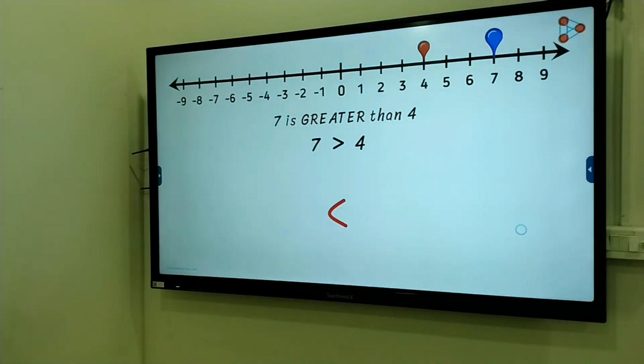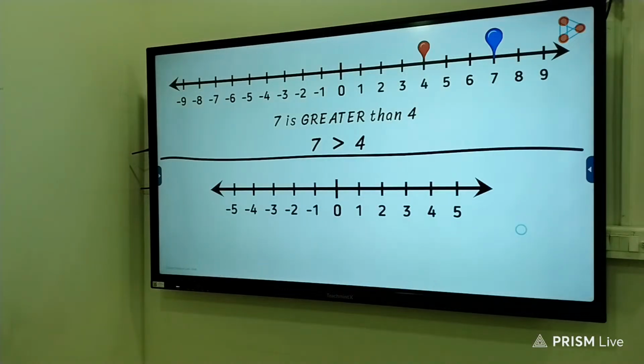Now what does this sign represent? It means less than. If we take any integer which lies to the left of an integer, we know that it will always be lesser. For instance, 2 lies to the left of the integer 5. Hence we say 2 is less than 5.